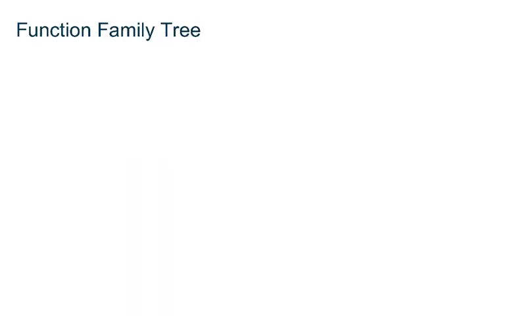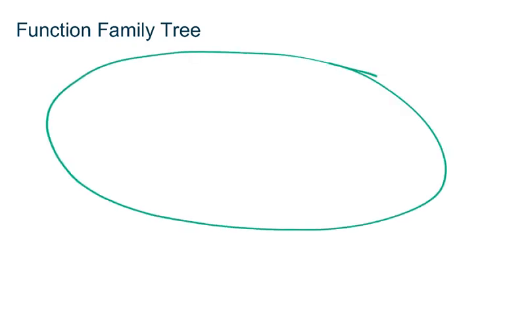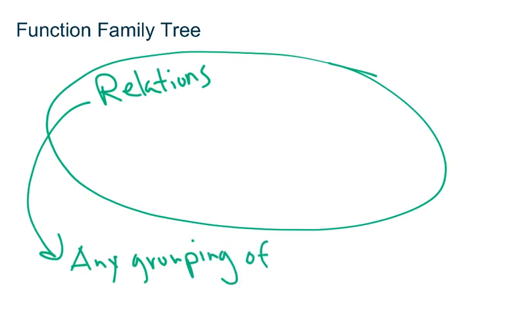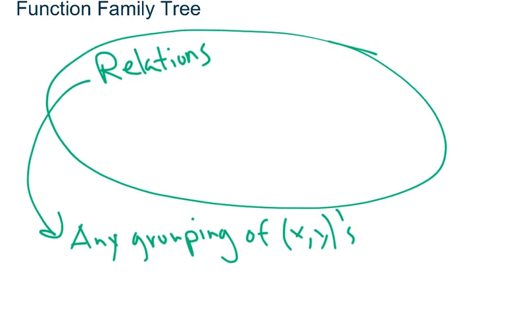I want to start by talking about what I'm going to call the function family tree, and it's going to be a Venn diagram. So what we have is relations, and relations are any sort of grouping of x comma y's, or if you want to, you can rephrase it as inputs and outputs. So it's a set of data.